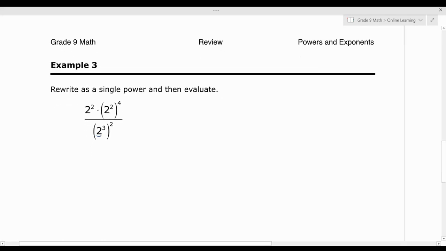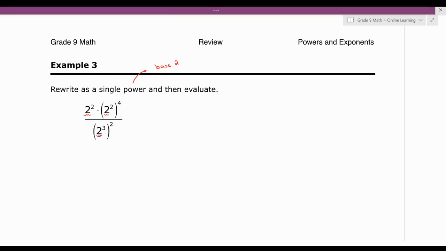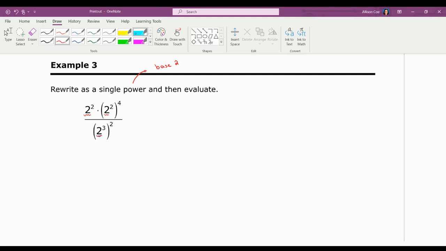So our last example, I want to rewrite as a single power and then evaluate. So I'll notice that I have base 2, base 2, base 2. So when it says a single power, I want to write it as base 2. So like 2 to the power of something. Okay, well, you're going to notice that there's a multiplication here, there's a division here, but you actually have power raised to a power. So I need to apply my power law first.